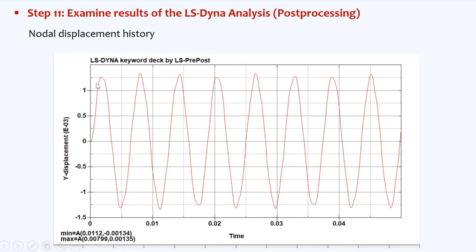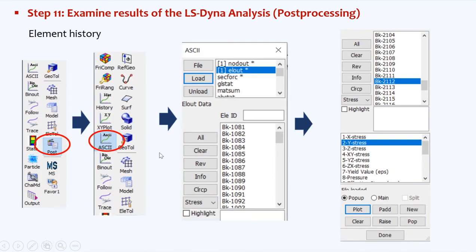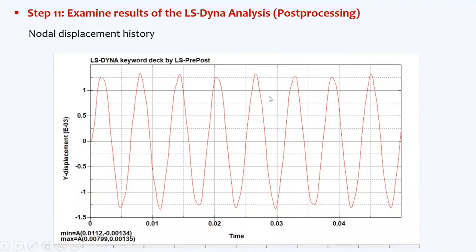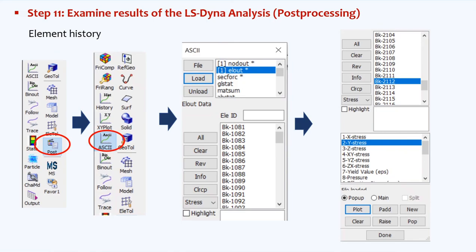So this is how you get the displacement history. And next one, like that, you can obtain the displacement history for different node IDs, like mid height you can obtain, a node at the top end of the column you can obtain, and a node at the bottom end you can obtain.